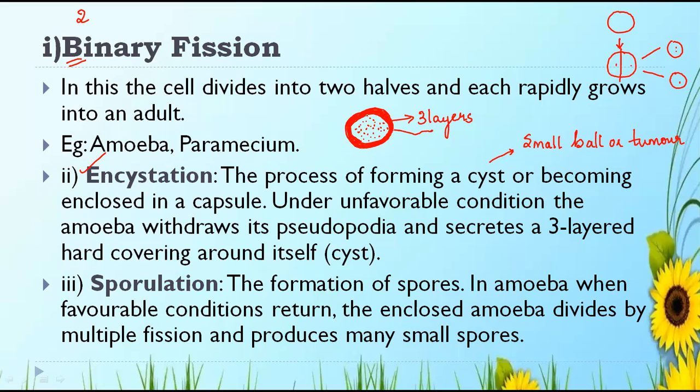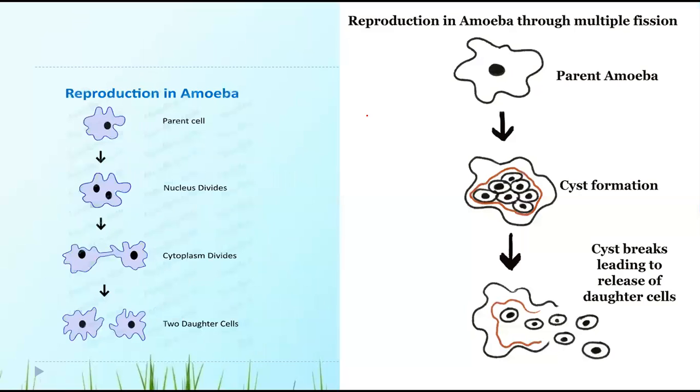So what happens in the process of forming a cyst? Think that there is no favorable condition. When they get to know that they will not be able to grow, they form a three-layer capsule around themselves and become inactive. They form a cyst, and this is known as encystation. So we know what it is.